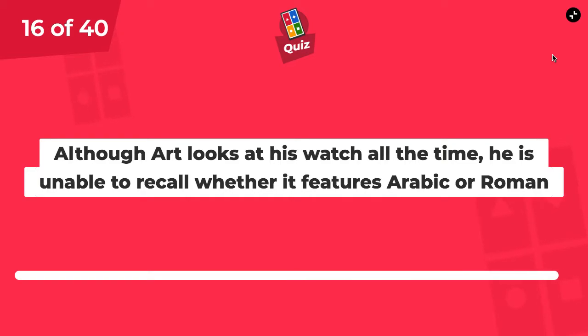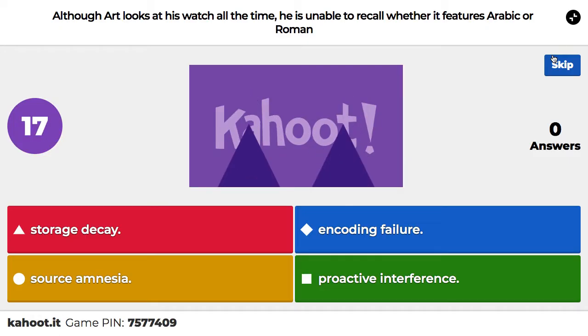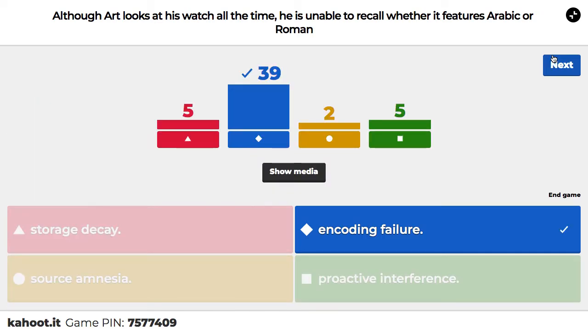Or numerals, it should say. Why? Good. Okay. Are there questions on this? This is on your FRQ. The encoding failure is on your FRQ. Are there any questions on this?